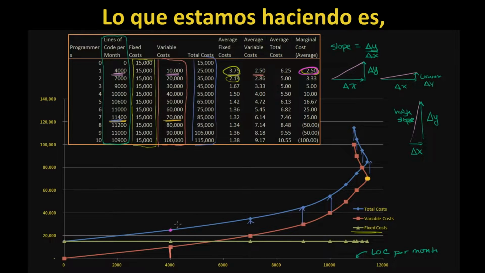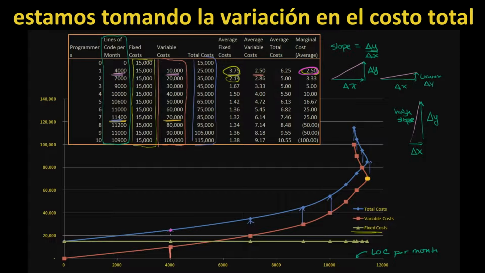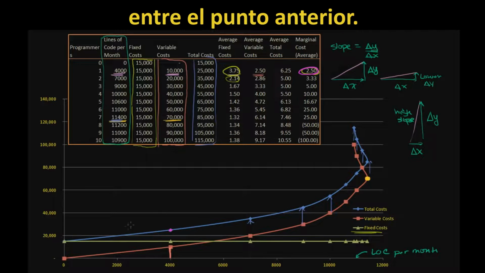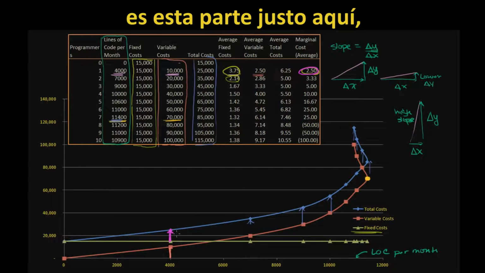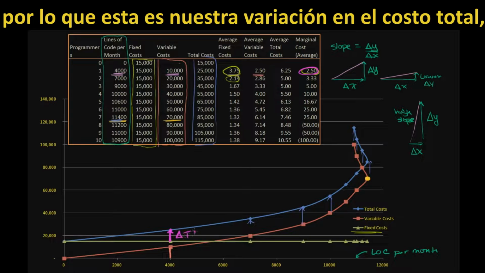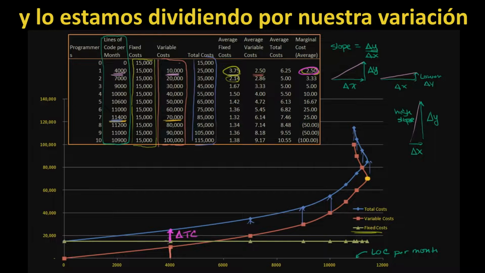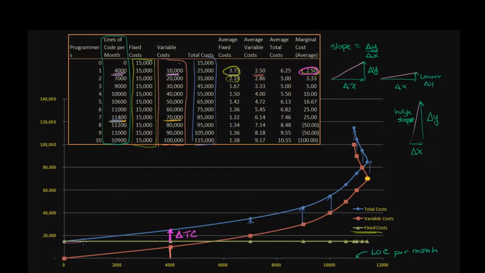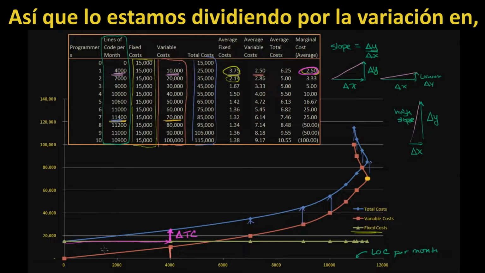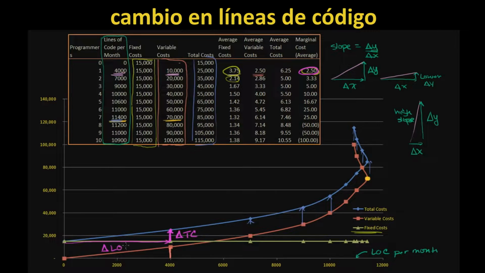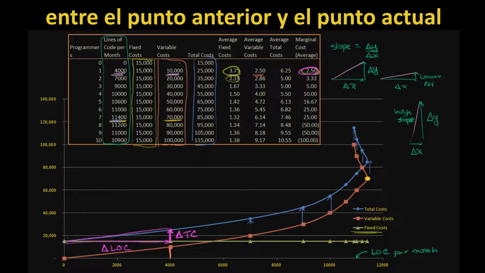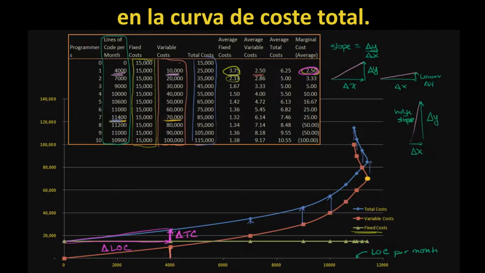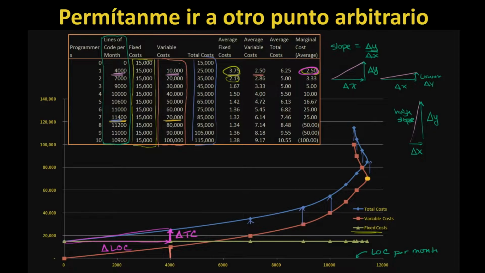So what we're doing is taking the change in total cost between the previous point, which was there, and this point. So this is our change in total cost, and we're dividing it by the change in the amount of code we produce, the change in lines of code. So it's essentially giving us the slope of the line between the previous point and the current point on the total cost curve.